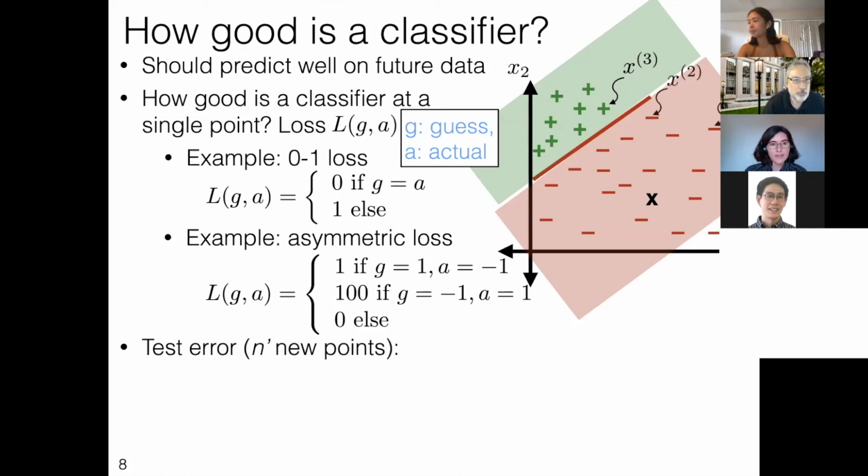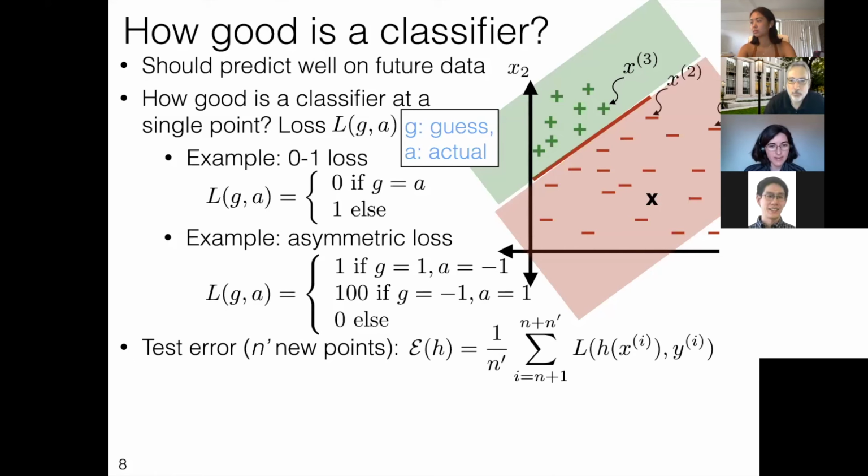Okay, so now we said we want to predict well on future data. And so what is future data? Well, let's imagine that n prime new points come in. So we had our original n training data, and now we have our n prime new points. And so now we could say, what's our loss over all of those new points? And we might call that the test error to distinguish it from our training data.